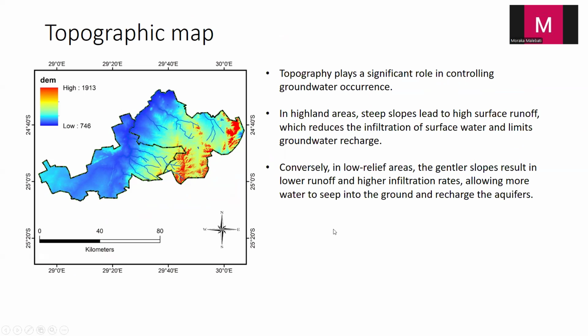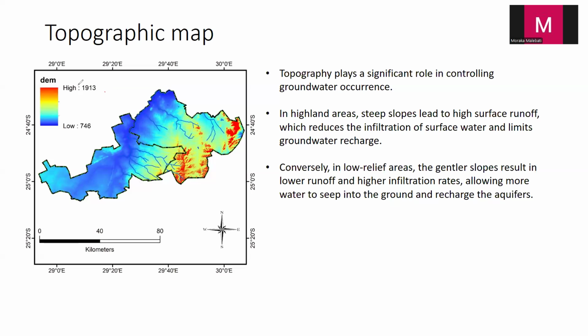This map shows the highland and lowland areas. They show steep and flat areas. The topography plays a significant role in controlling groundwater occurrence, because if, for example, we were to check over the map.